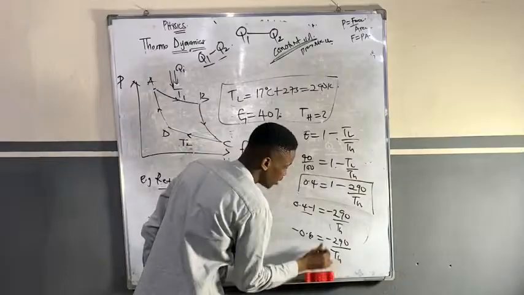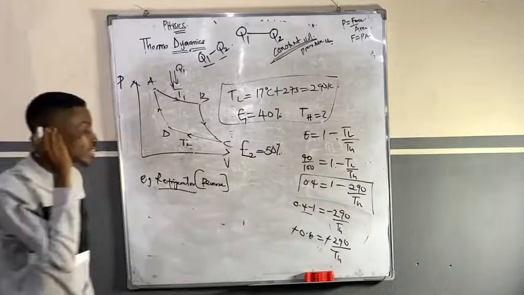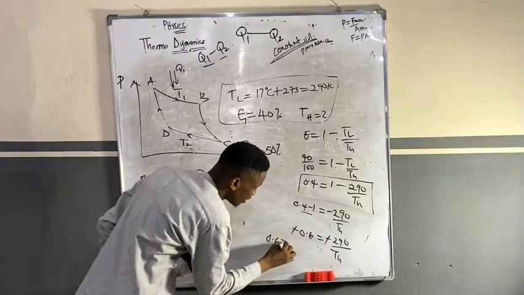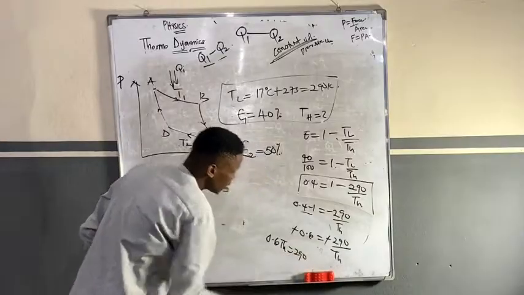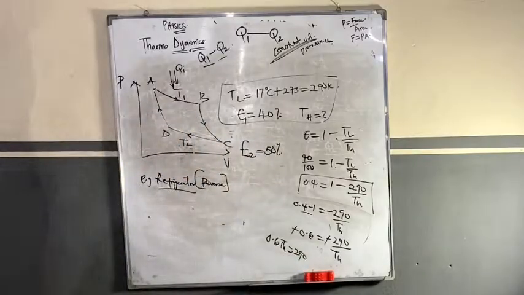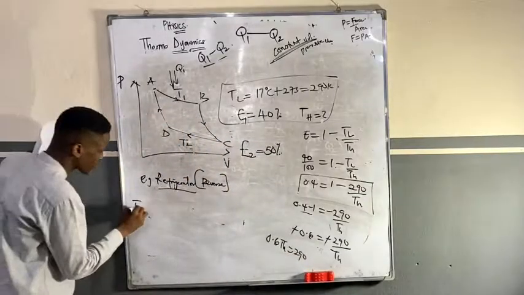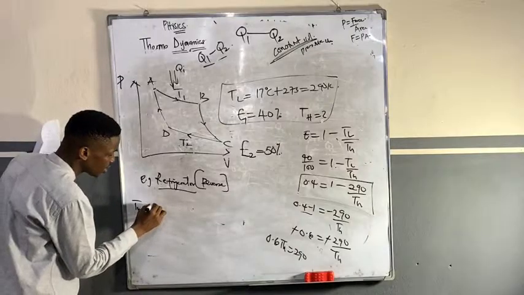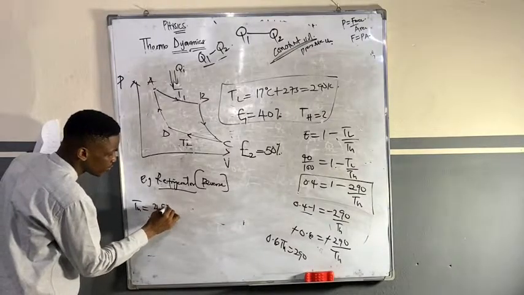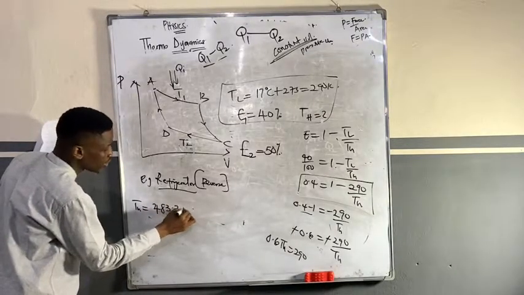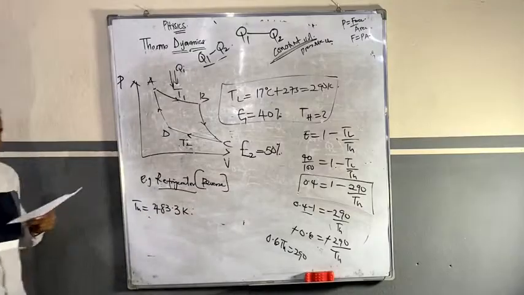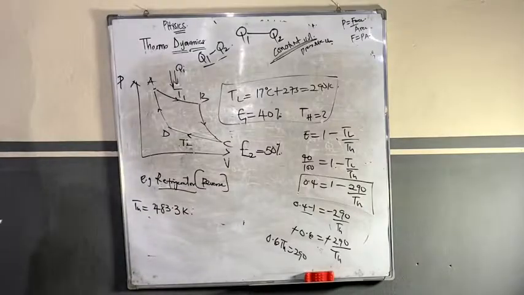So if I cancel, what's my answer? 0.6 TH equals 290. That means your TH is what? 483.3 Kelvin. So this is your answer. Now that's not the question.